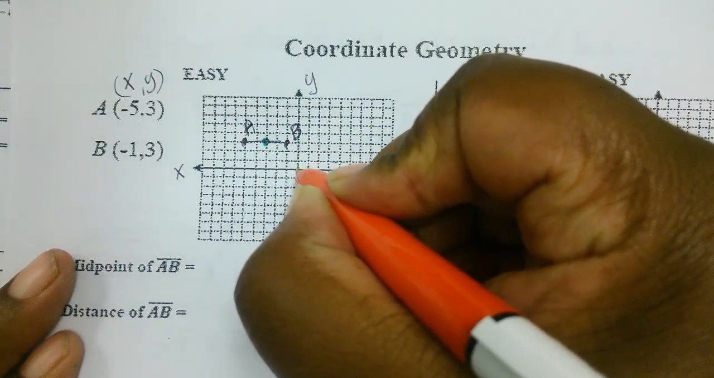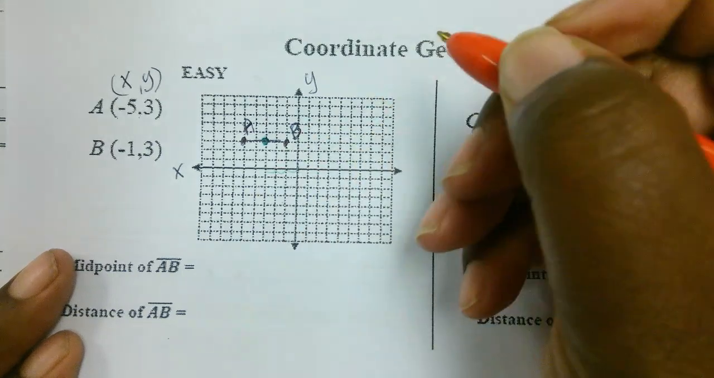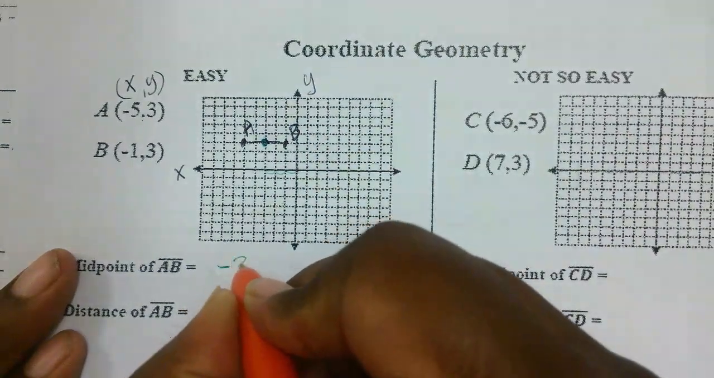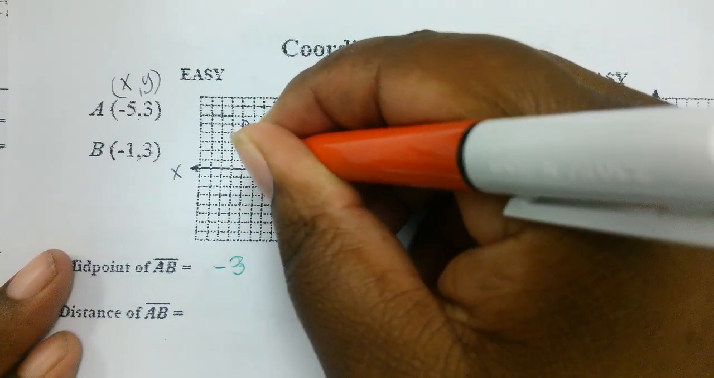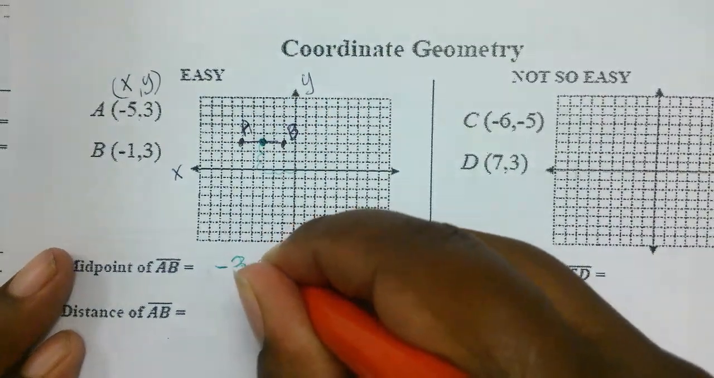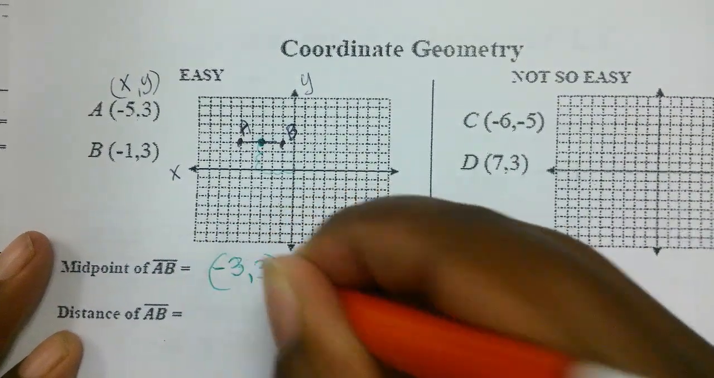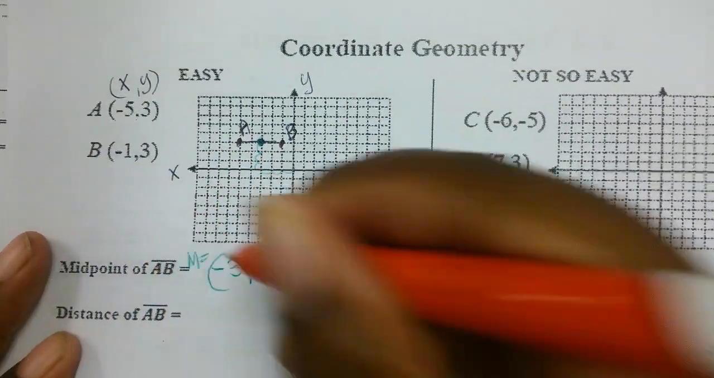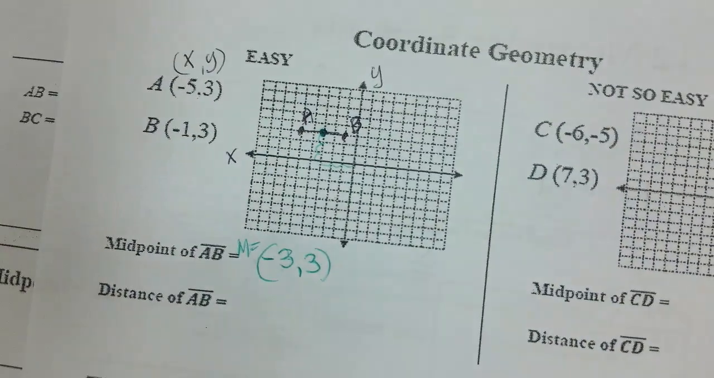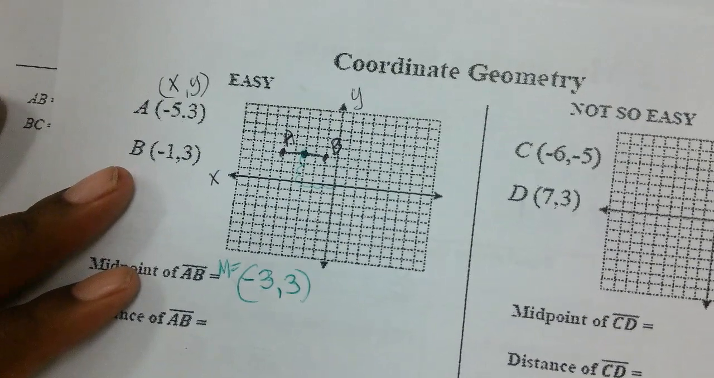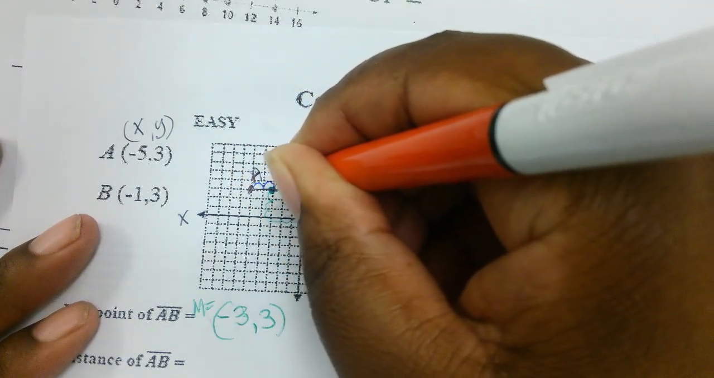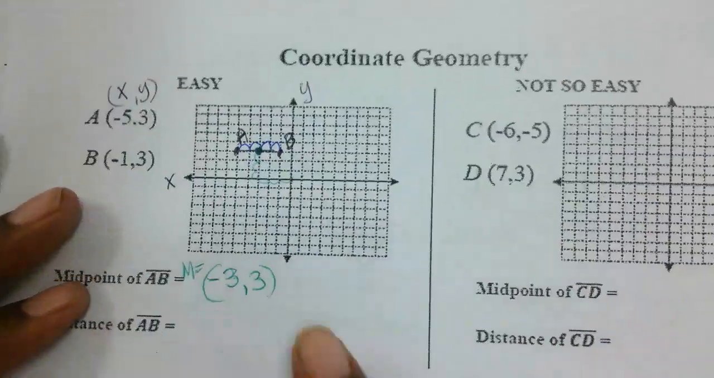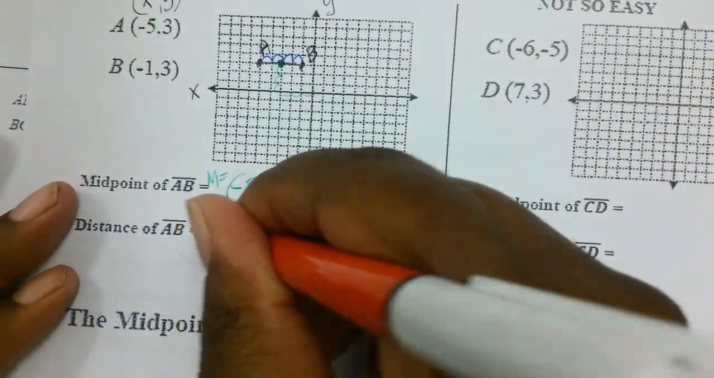From my origin, I go 1, 2, 3 to the left, which is a -3. And then I go 1, 2, 3 up, which is a positive 3. So my midpoint, M, equals negative 3, 3. To find the distance, your distance is just the space in between the two points. So let's count that space. 1, 2, 3, 4. It's 4 units. So your distance is 4 units.